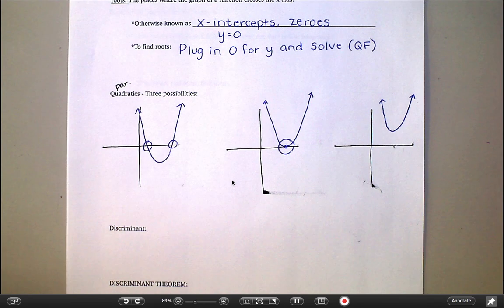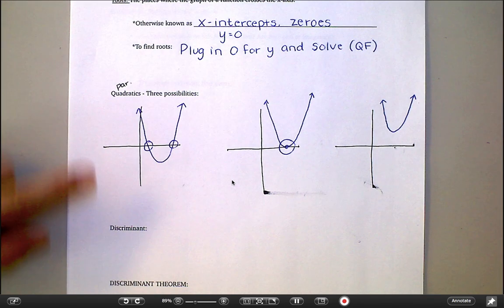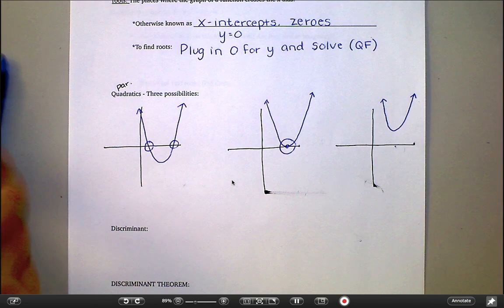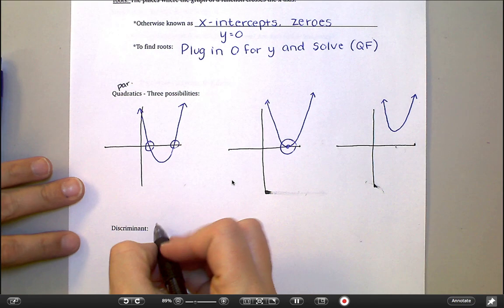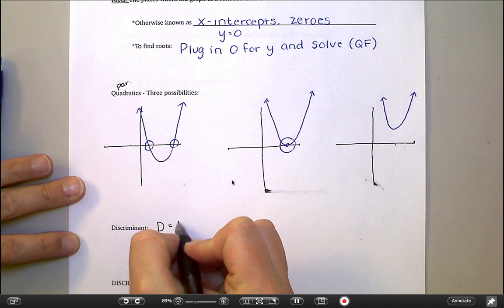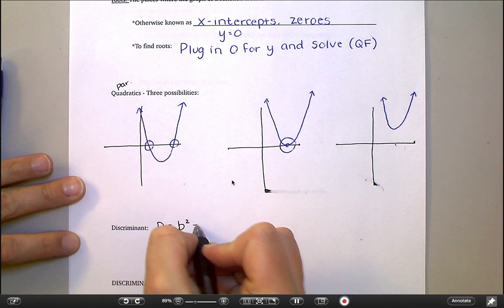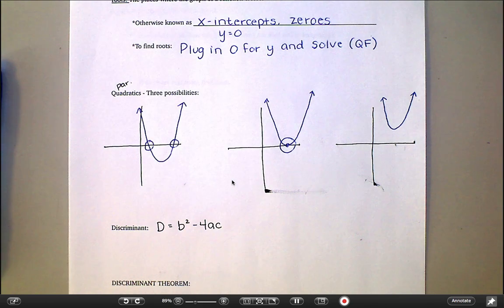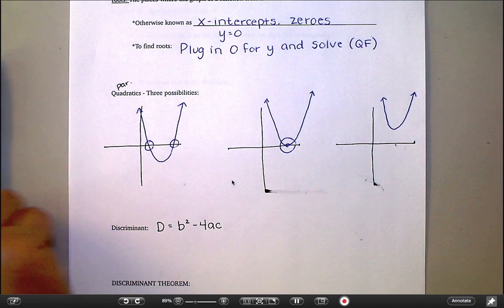Okay, so now let's talk about what the discriminant is, and then I'm going to come back up to these pictures and talk about how that refers to that. Here's the expression for the discriminant, and then we'll see if it looks familiar to you. b squared minus 4ac. And hopefully that rings a bell. The discriminant is the little piece of the quadratic formula that's underneath the square root.